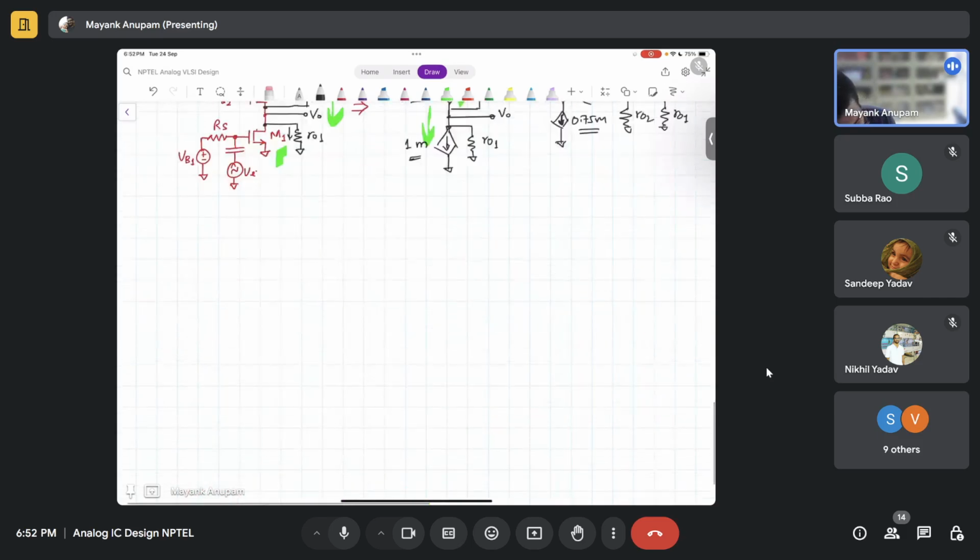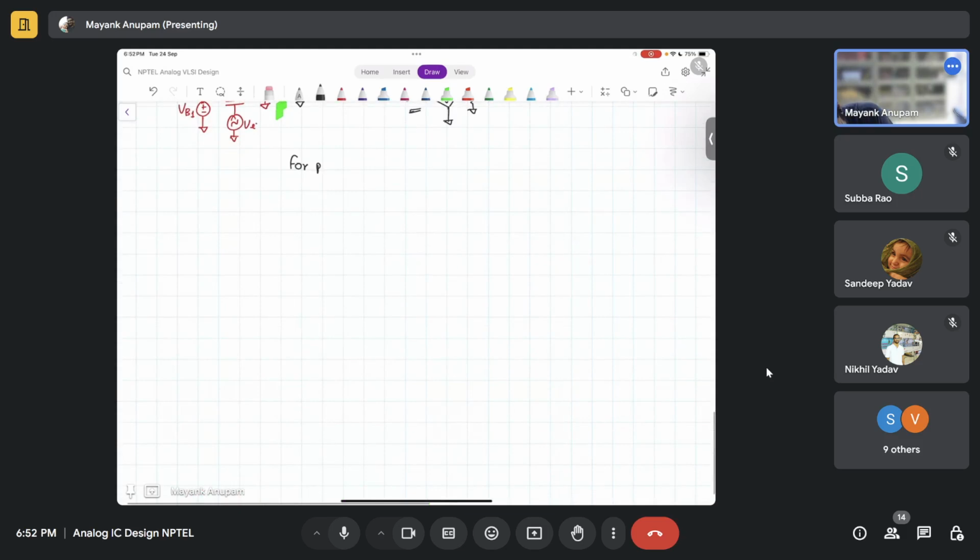See, for pMOS, the current equation with channel length modulation, CLM, is like this: ID is equal to half mu P Cox W over L P, VSG minus mod VTHP, the whole square, times 1 plus lambda VSD. Okay, got it?